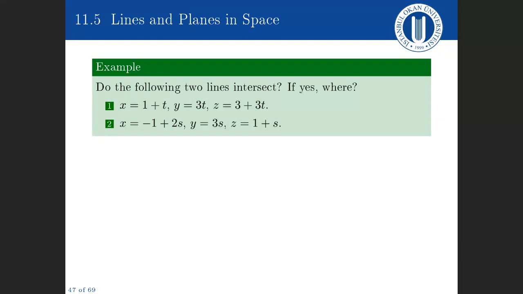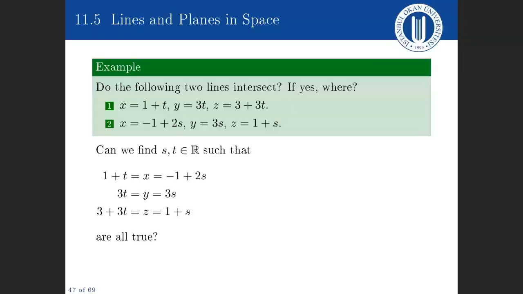Another example. Do these two lines intersect? And if the answer is yes, where do they intersect? So that's the same as saying, can we find s and t such that these three equations are all true? Let's start at the second one. That's the most straightforward. The second line tells us that s and t must be the same.